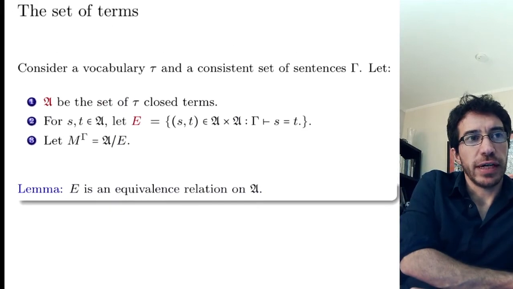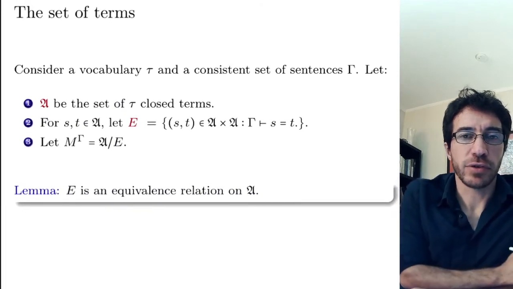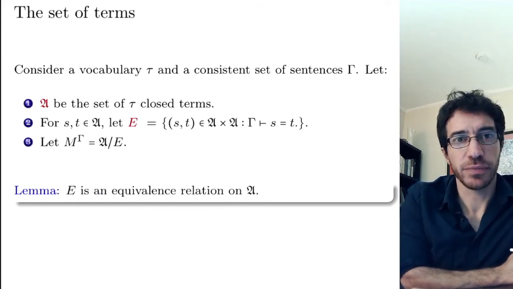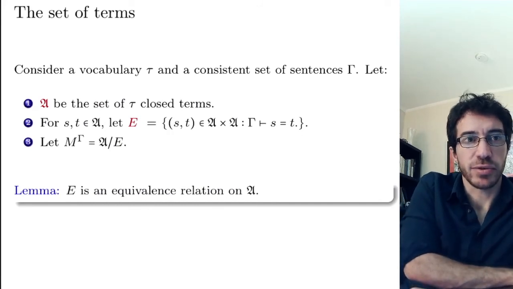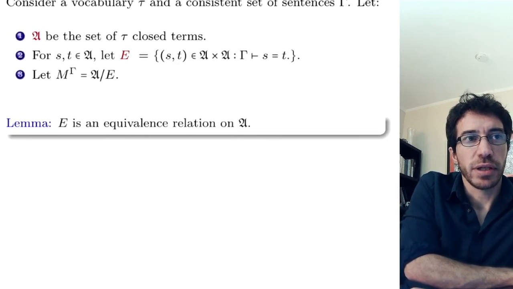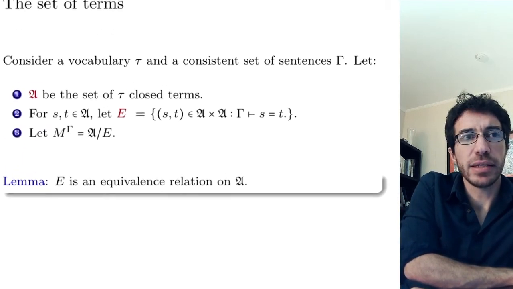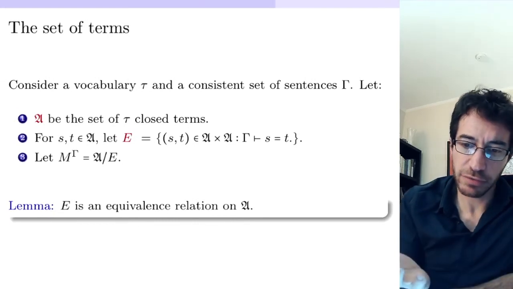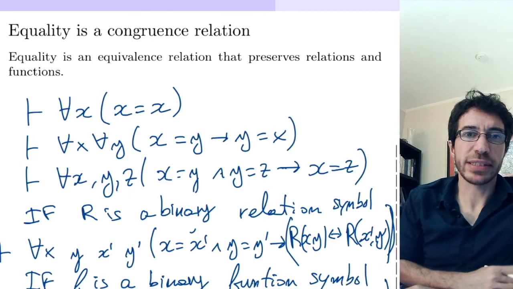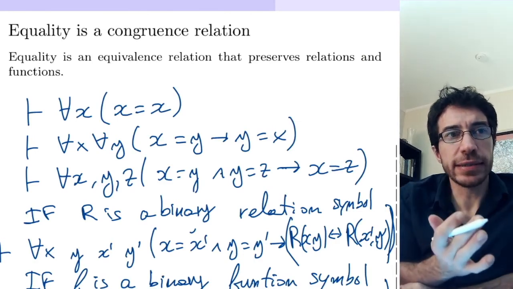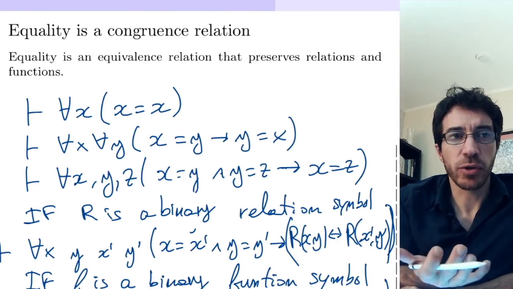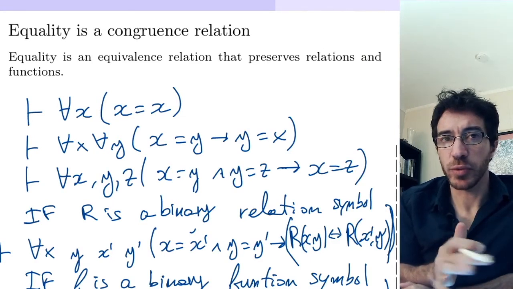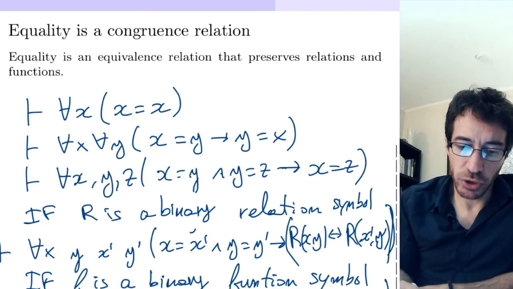So we have been using the fact that E is an equivalence relation, and so it's time for us to prove it is an equivalence relation, so that we can actually make sense of this quotient. This is quite easy, I guess, because we kind of did it already. Well, we didn't do it, but we stated it. So when we say equality is a congruence relation, we meant that out of just the logical axioms, without any assumption, we can show all these things.